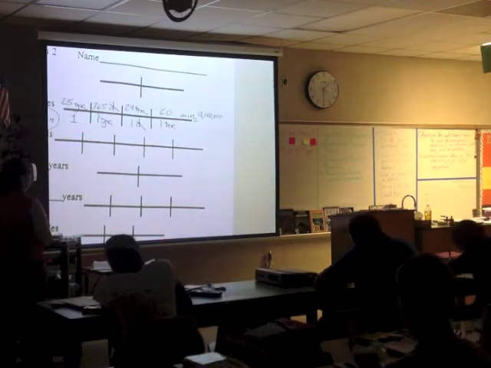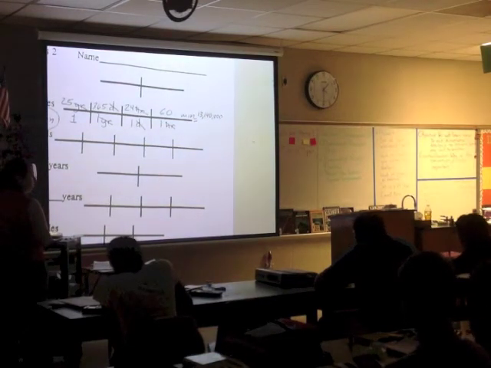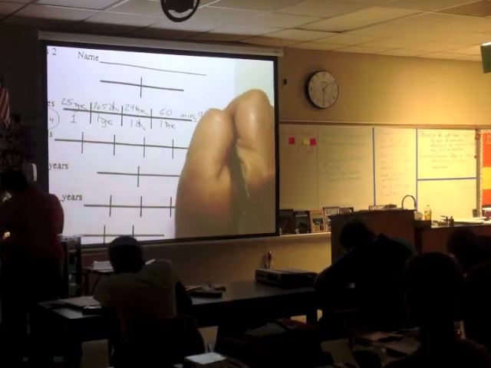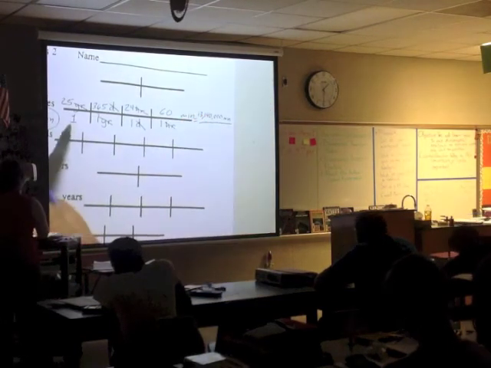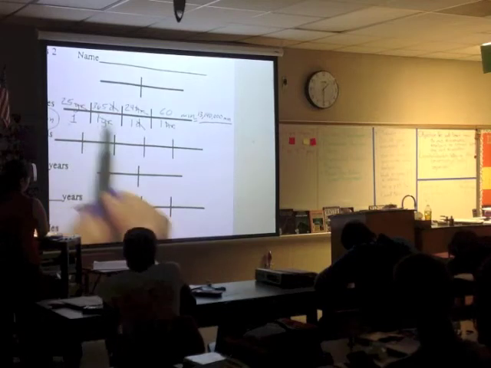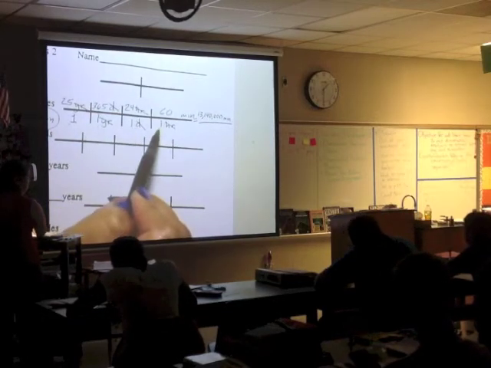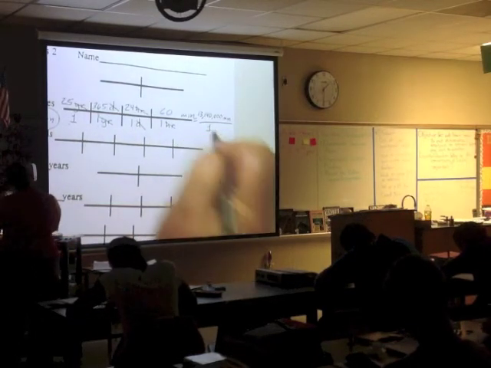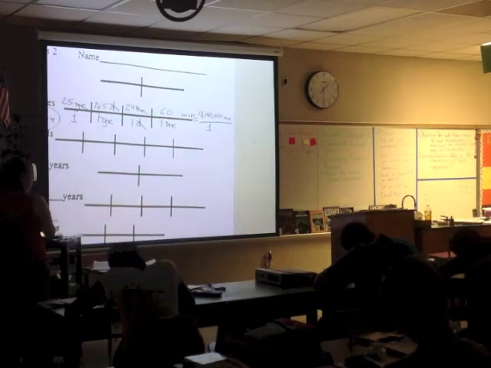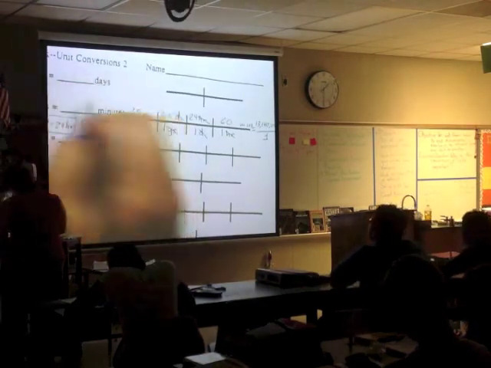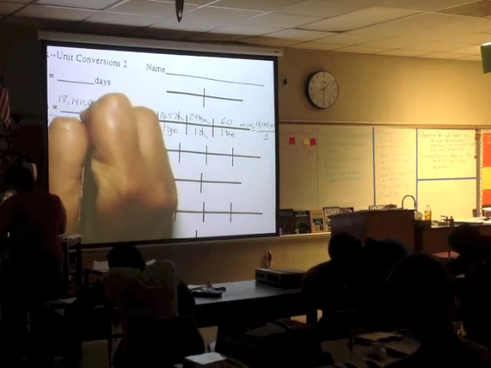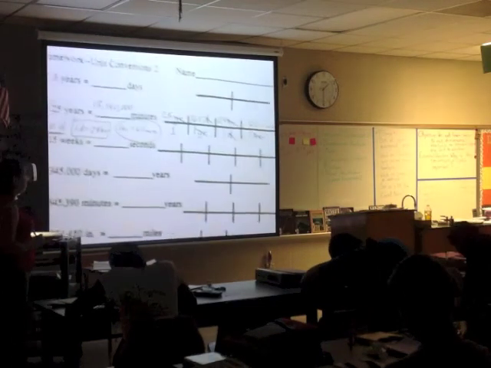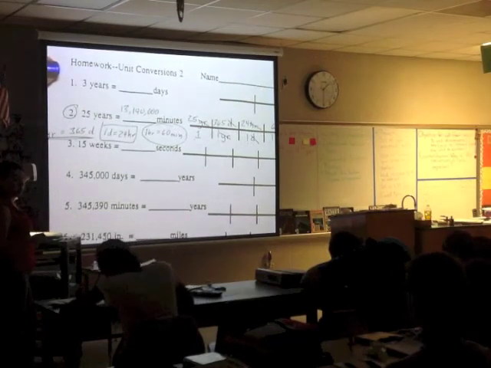Okay, so 13,140,000 what? Minutes? Minutes, very good. Over, well, 1 times 1 times 1 times 1 gives me 1. So do I have to divide anything there? No. So my answer is 13,140,000 minutes. Any questions over that one?